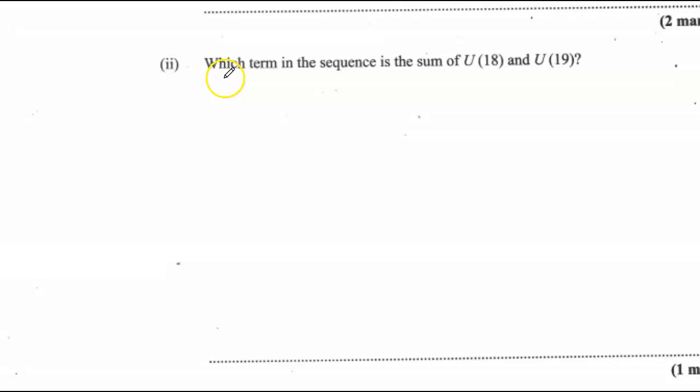Next, we're asked which term in the sequence is the sum of the 18th term and the 19th term. And the answer is that will be the 20th term. Alright? The 20th term is the sum of the 18th term and the 19th term. So here we have a proof, show that the 20th term minus the 19th term is equal to the 19th term minus the 17th term.